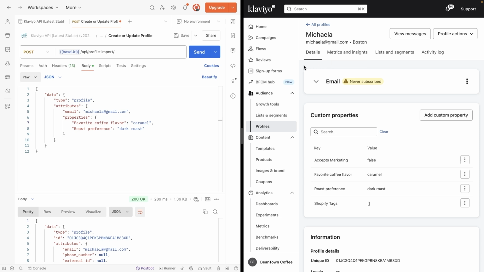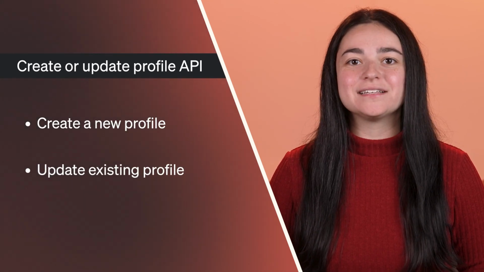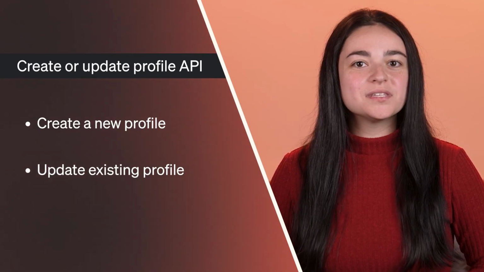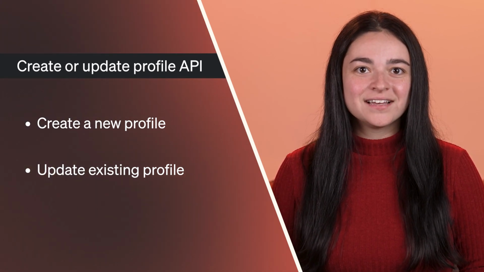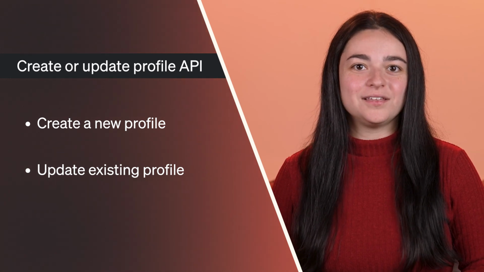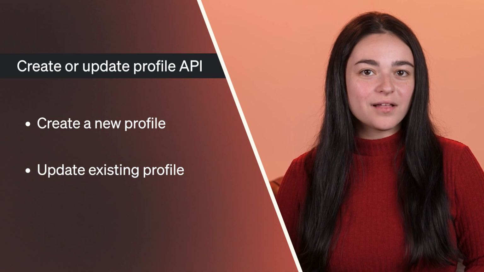Keep in mind that updating a profile will override pre-existing values, as we just saw with the favorite coffee flavor property. Use Klaviyo's Create or Update Profile API endpoint anytime you want to create a new profile or update an existing one. You can use this endpoint even if you don't know whether this profile already exists. The API will automatically either create a new one or update the existing one based on the email address or other identifier you provided.